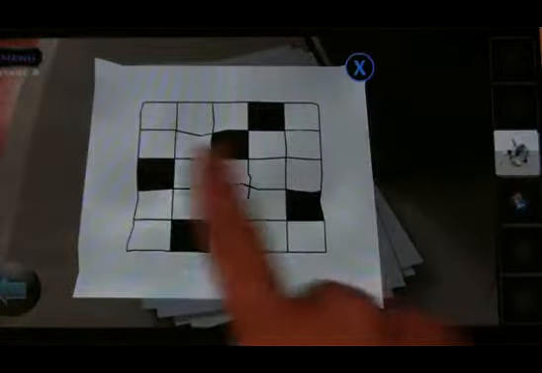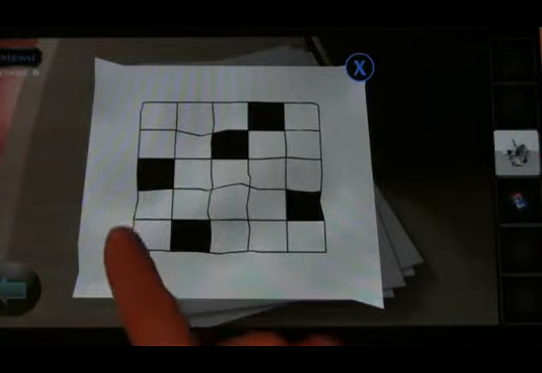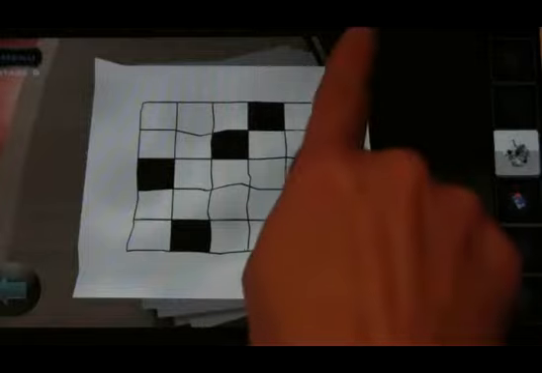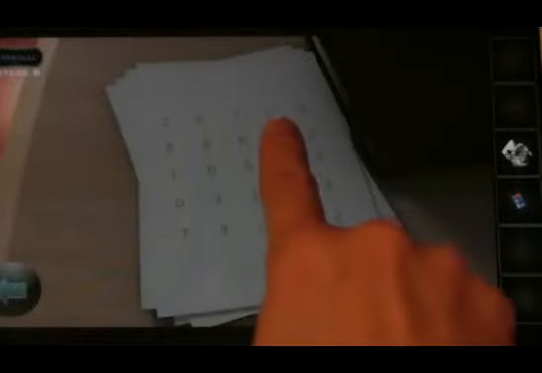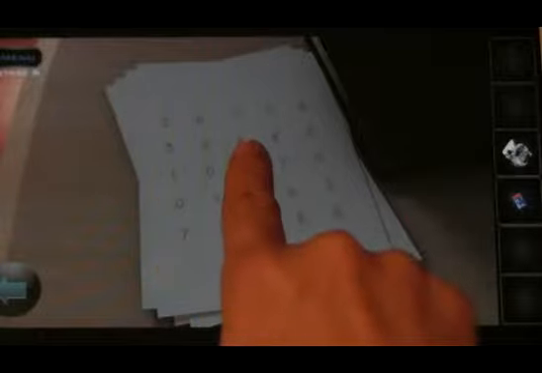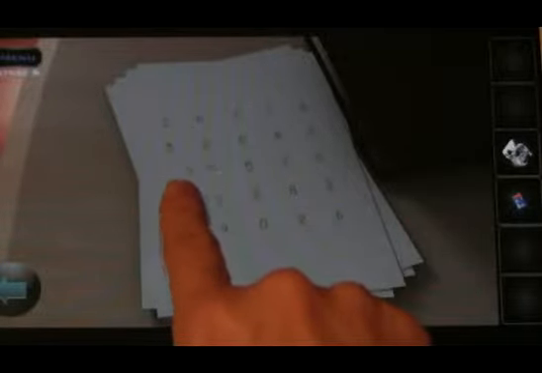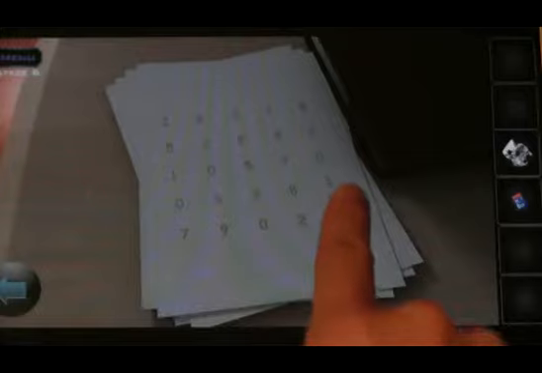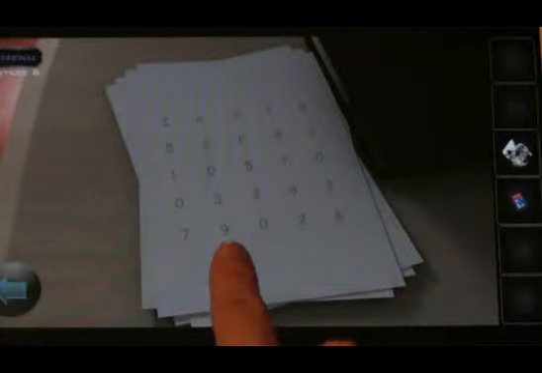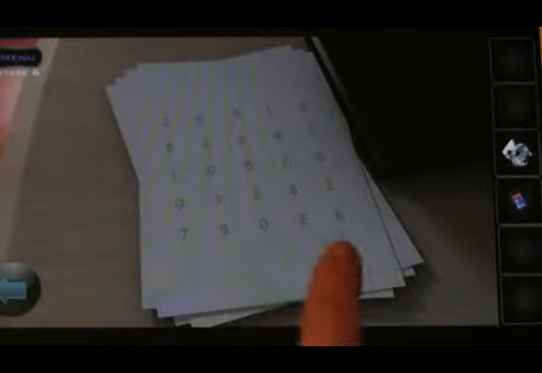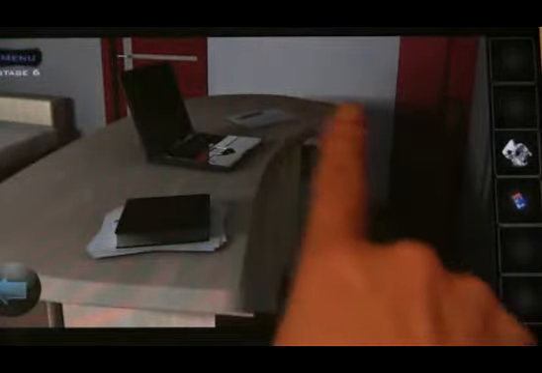Alright, so we have 4, 3, 1, 5, 2, and we get those numbers, the fourth number over, the third number over, and the first number over, the fifth number over, and the second number. Alright, so that's 1, 6, 1, 3, 9. And nothing. And we need a 3-digit code.